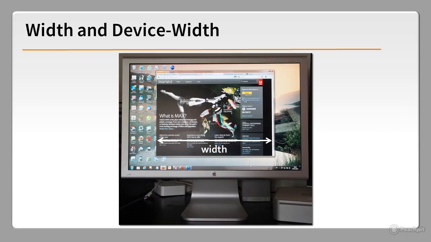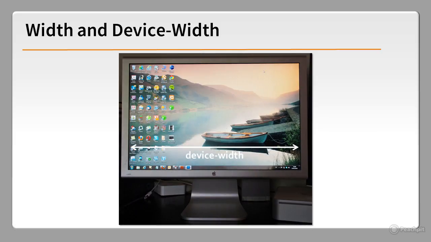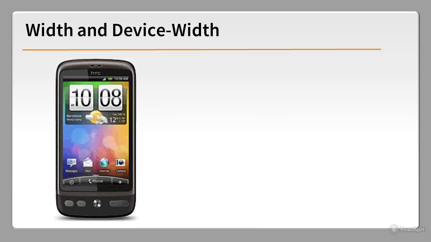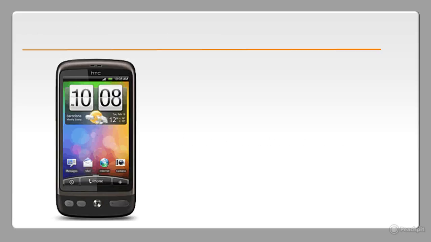When creating media queries for desktop browsers, the distinction between width and device-width is clear. Width refers to the size of the browser viewport, and device-width is the width of the monitor. With mobile devices, the browser fills the entire screen, so it's reasonable to assume that width and device-width mean the same. Unfortunately, no. Mobile devices have what's known as a virtual viewport.